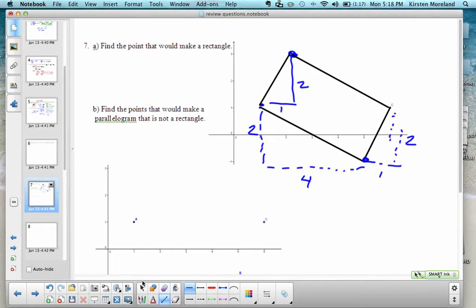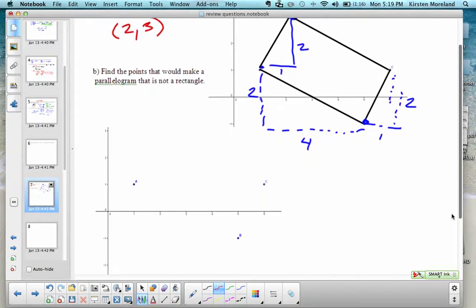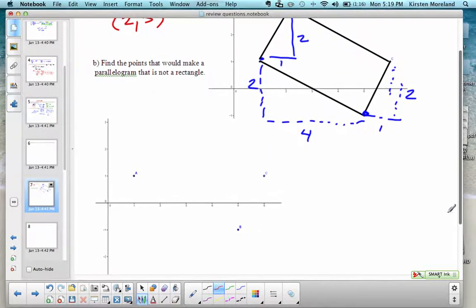Right? So the one that forms a rectangle is the coordinate, it looks like 2, 3. So over 2, up 1, 2, 3. Okay. Now the other one's a little bit trickier, so I'm going to scroll down here. Bear with me, I'm using a tablet and it's a little bit harder. So which of the points would make a parallelogram?